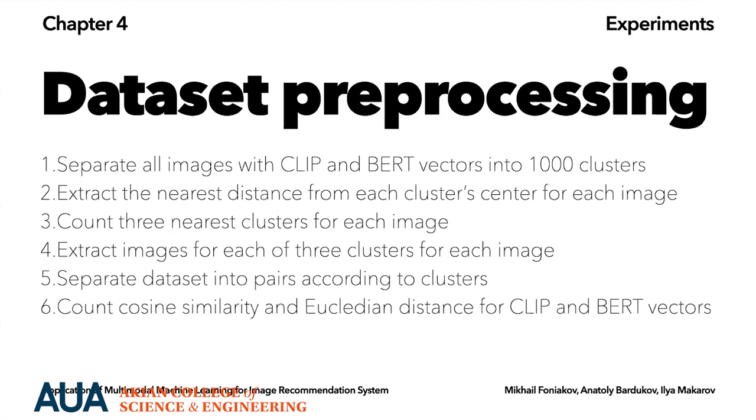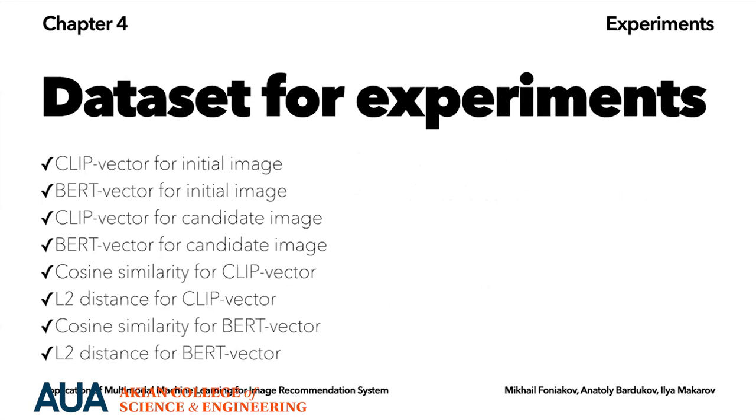For each pair, I counted its cosine similarity and Euclidean distance for CLIP and BERT vectors. So I have a dataset with the following structure: the CLIP vector for the related image, the CLIP vector for the candidate image, the BERT vector for the related image, the BERT vector for the candidate image, the cosine similarity between two CLIP vectors, the cosine similarity between two BERT vectors, the Euclidean distance between CLIP vectors, and the Euclidean distance between BERT vectors.